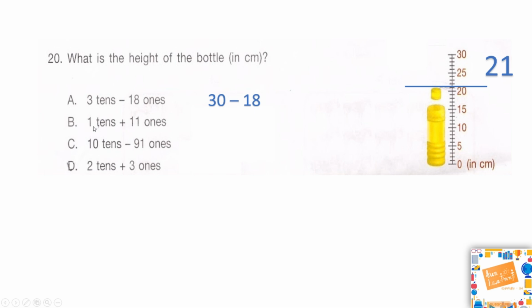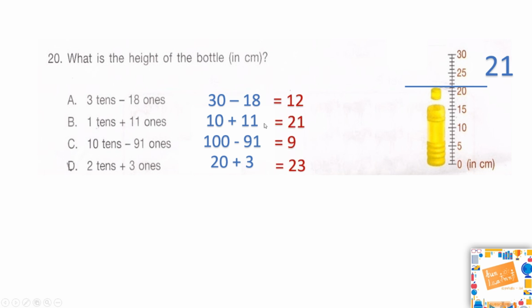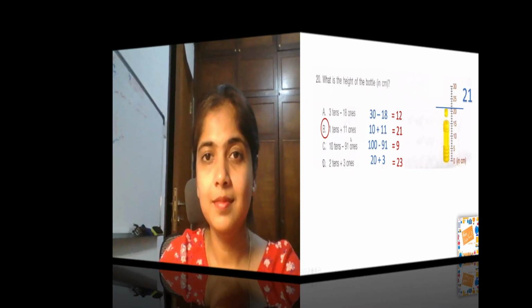Similarly, option B, 1 ten plus 11 ones is 10 plus 11. That is our second equation. Option C is 10 tens. That is 10 times 10, 100 minus 91. Option D is 2 tens plus 3 ones. That is 2 tens is 20 plus 3 ones is 3. Now, if we do the computation, we'll get the answers as here. And clearly, the correct answer which matches 21 is option B, 1 ten plus 11 ones.